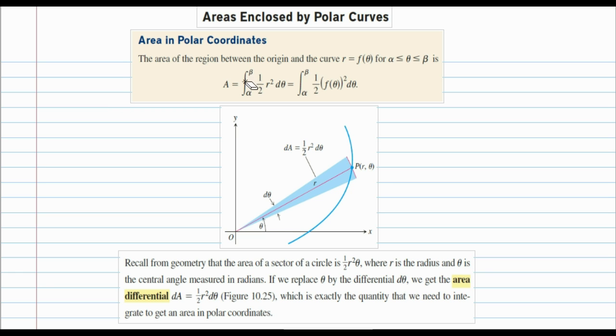So basically we have the antiderivative from alpha to beta. Alpha is going to be your starting theta, beta is going to be your final theta, just like on the x-axis when we were integrating from a to b. And then we integrate the little tiny sectors that we're going to add up. So this is a sum of the area of all these little sectors within the polar curve.